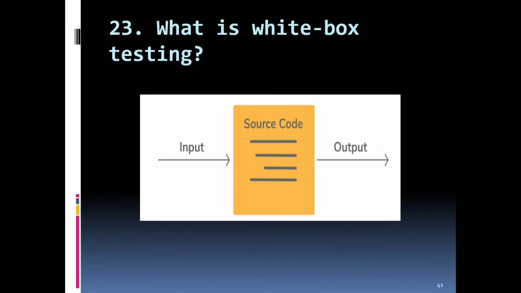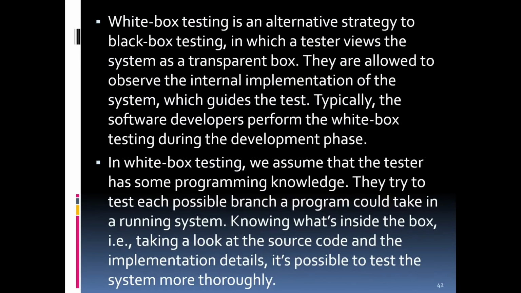I just put these two questions together so that you come to know about the difference between them. Whether you are giving an input and getting an output, here you have the knowledge of the box, where you have written the code and you have knowledge of this code. So, white box testing is an alternate strategy to black box testing in which a tester views the system as a transparent box. They are allowed to observe the internal implementation of the system, which guides the test.